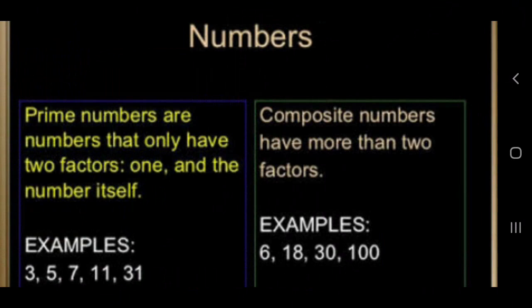Like that, some examples are given here. In all those examples, they have more than two factors. So these numbers are called composite numbers. Okay, prime numbers have only two factors. If a number has more than two factors, then it is called a composite number. I think you can understand now.